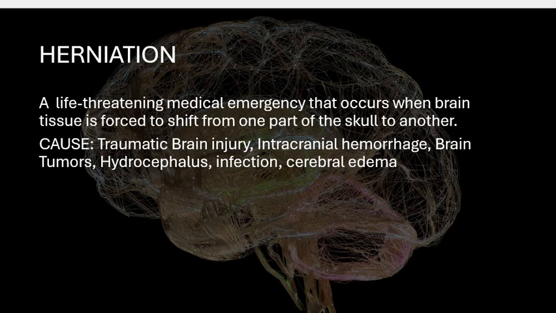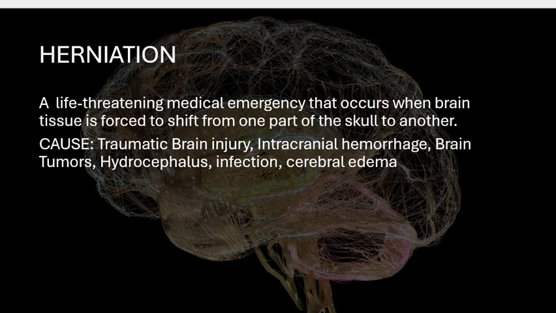Herniation is a life-threatening medical condition that occurs when brain tissue is forced to shift from one part of the skull to another. Causes include traumatic brain injury, intracranial hemorrhage, brain tumors, hydrocephalus, infection, cerebral edema, and so on. When you have a traumatic brain injury, a head injury causes swelling or bleeding in the brain, which causes herniation.